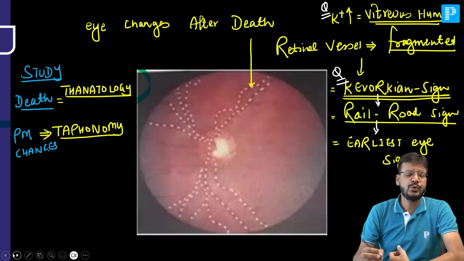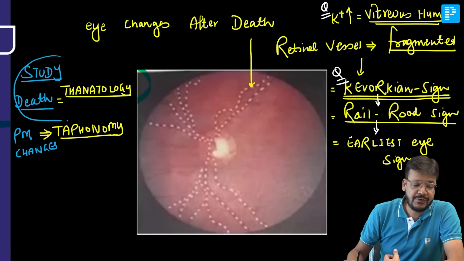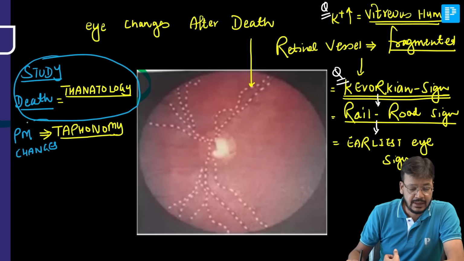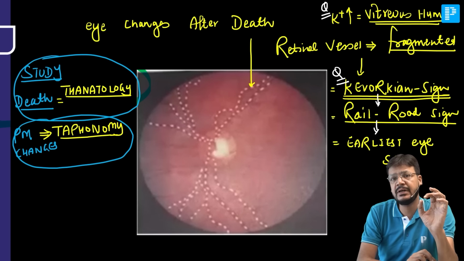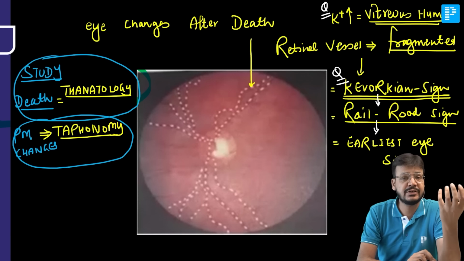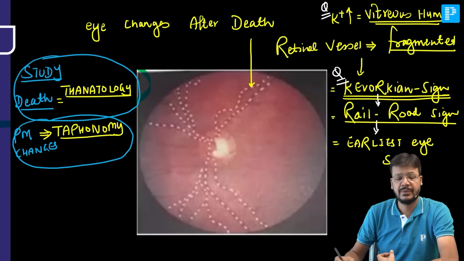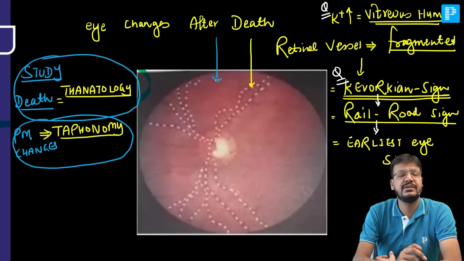Now, sir, I am coming to two words. The study of death is known as thanatology, and the study of postmortem change is known as taphonomy. Two different words. Study of death is thanatology and study of postmortem change is taphonomy. Now, sir, I am coming to eye changes after death.